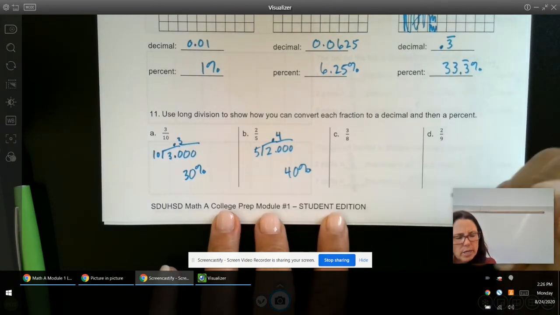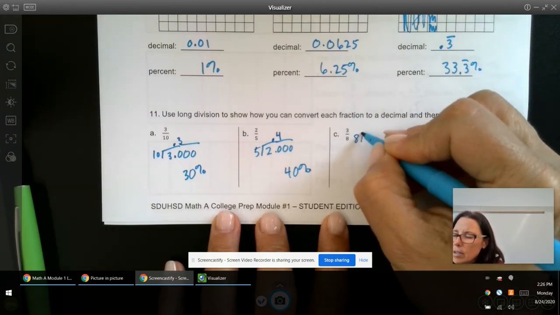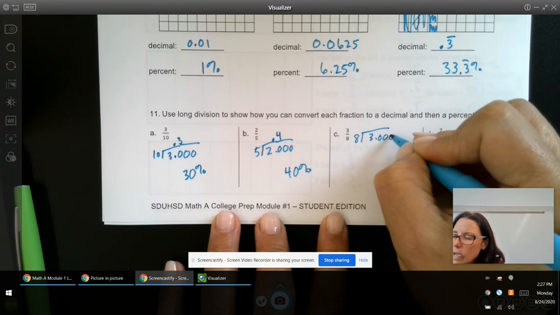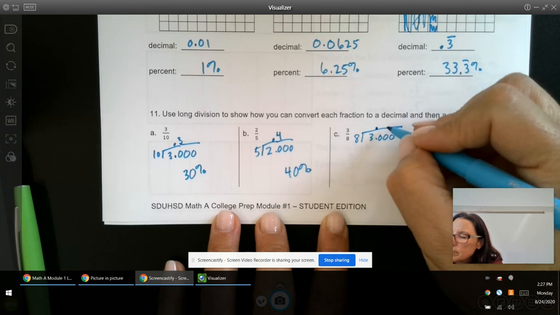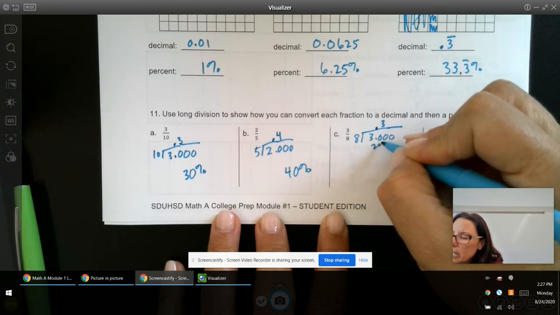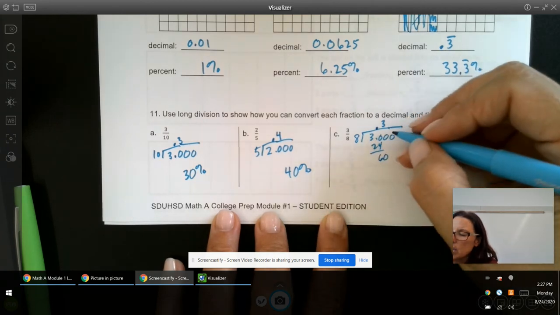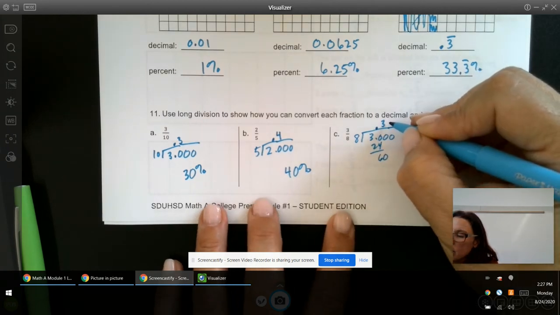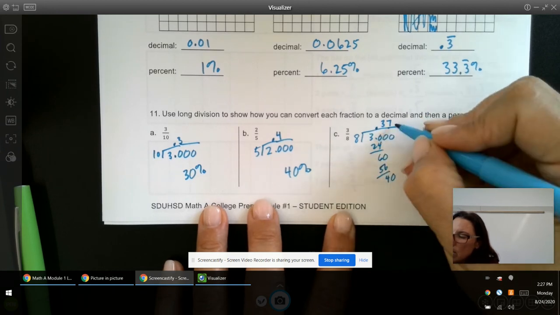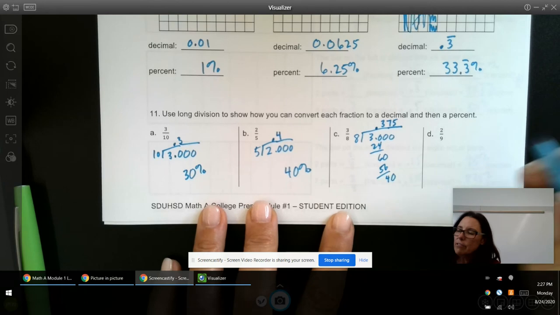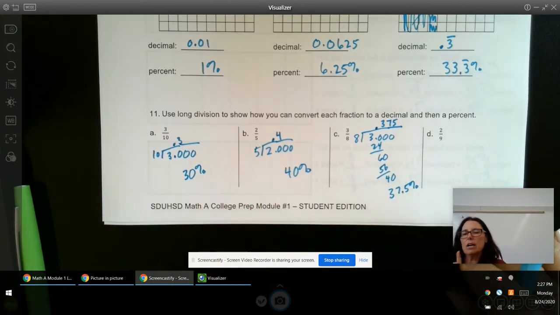All right, 3/8. I feel like I've done 3/8 already, but we'll go ahead and do it again in case I haven't. 3 divided by 8. 8 into 30 goes 3 times. 24, 6. Bring down the 0. 8 into 60, 7 times. 56. 40. So 0.375 and then 37.5%.